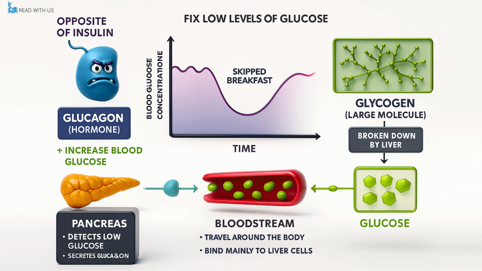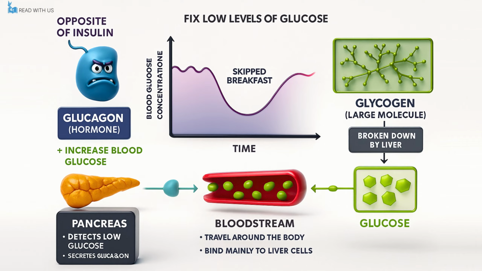So we now understand how the body lowers high blood glucose levels, but we also need a way to deal with the opposite problem, which is when the glucose level becomes too low. This is where the hormone glucagon comes in. Do not confuse glucagon with glycogen, even though they sound similar. Glucagon is a hormone, while glycogen is the storage molecule made of glucose. Glucagon is also made and released by the pancreas, but it has the opposite effect of insulin. Rather than lowering blood glucose levels, it works to raise them.